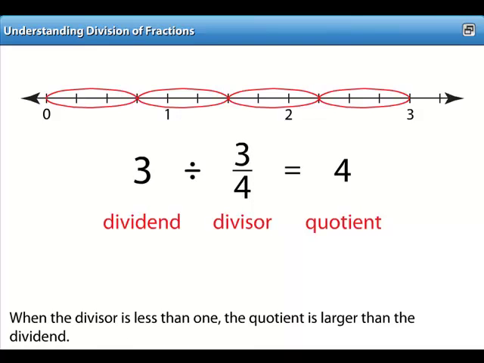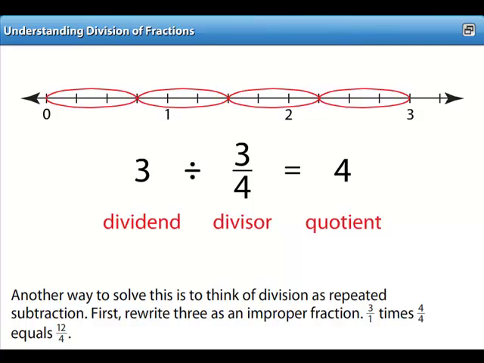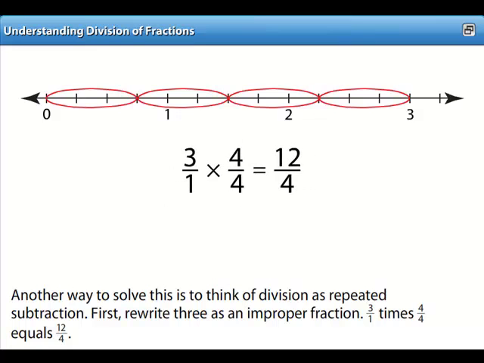When the divisor is less than 1, the quotient is larger than the dividend. So you can expect larger answers when you are dividing by less than 1. Another way to solve this is to think of division as repeated subtraction. First, rewrite 3 as an improper fraction. 3 over 1 times 4/4 equals 12/4. We're going to multiply by a magic 1. And we're going to get 12/4 because we need to have this in fourths. So this equals 3 and this equals 3, because 12 divided by 4 equals 3 and 3 divided by 1 equals 3.